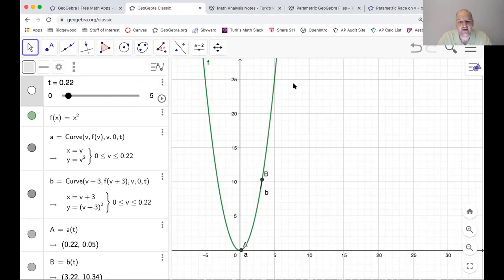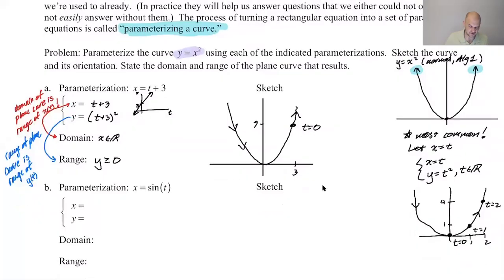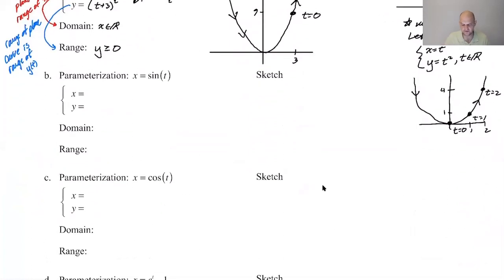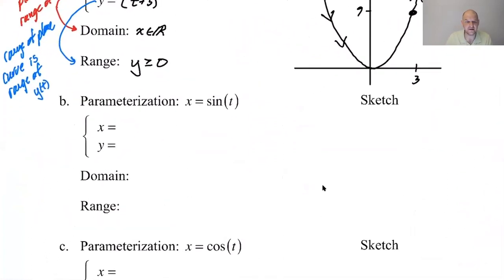All right. So I don't know if that went well, but either way, hopefully you were following along and now you know a little more about GeoGebra, which is key to exploring these things. Let's do another parameterization, see how weird these can get.